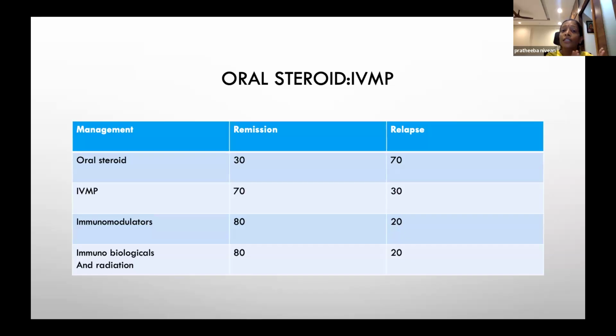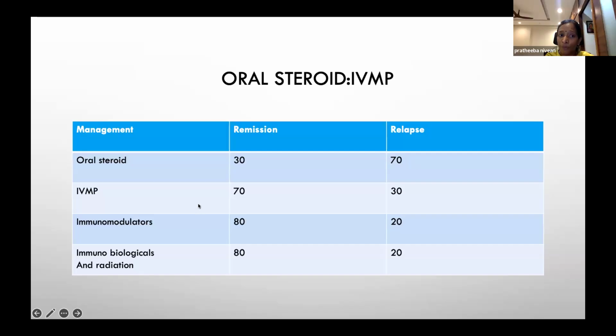And coming on to whether it is oral steroid or IVMP, we should understand this table. So this is from proven literature. Oral steroids cause 30% remission. What is remission and relapse? Remission is the disease is coming down. Relapse is it is again coming back. So with oral steroids, 70% of the patients develop a relapse again.